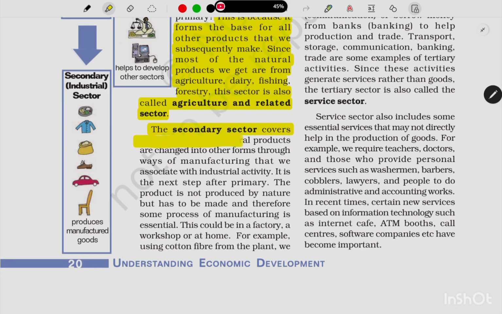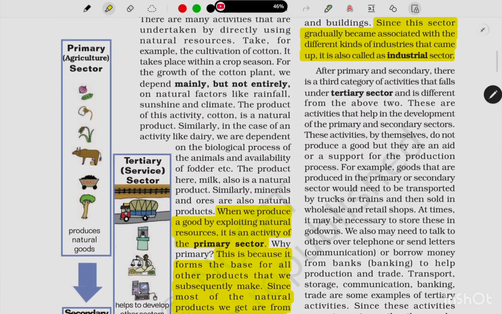And the one that I'm marking right now is a definition. The activities in which natural products are changed into other forms through ways of manufacturing that we associate with industrial activity is called secondary sector. Okay, so let's continue.